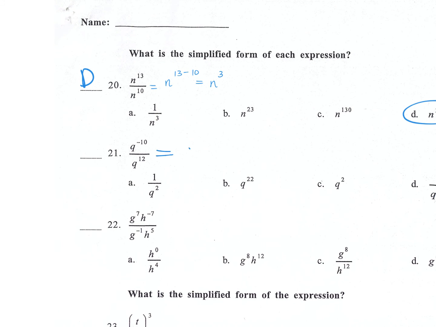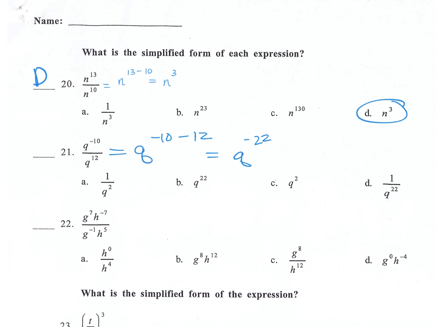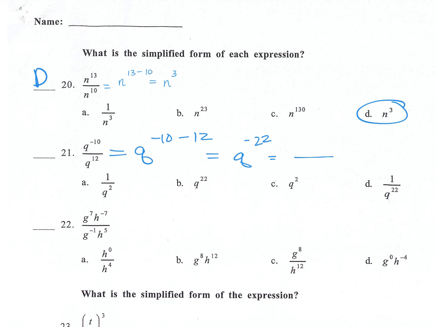21, I'm dividing, so I'm really going to subtract. Top exponent minus bottom exponent. Negative 10 minus 12 gets me negative 22. Let's move that. Equal sign, fraction bar, move that to the bottom, put a 1 at the top. Answer choice D.